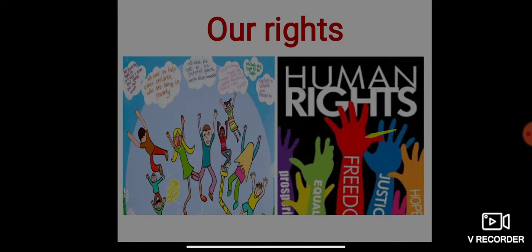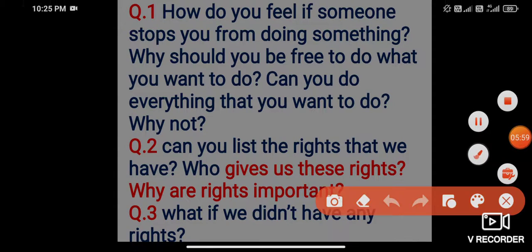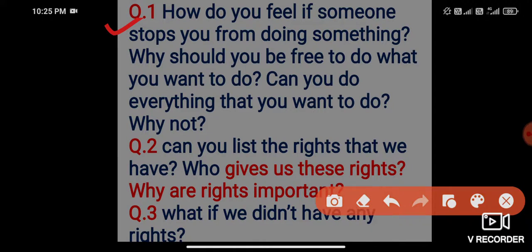Here is a question for you. How do you feel if someone stops you from doing something? Why should you be free to do what you want to do in life? Can you do everything that you want to do, and why not? This is question number one. I repeat, how will you feel if someone stops you from doing something, and why should you be free to do what you want to do in life? Can you do everything that you want to do, and why not?